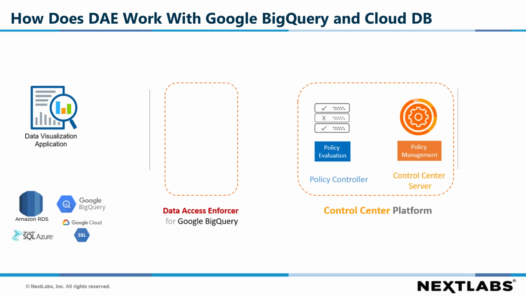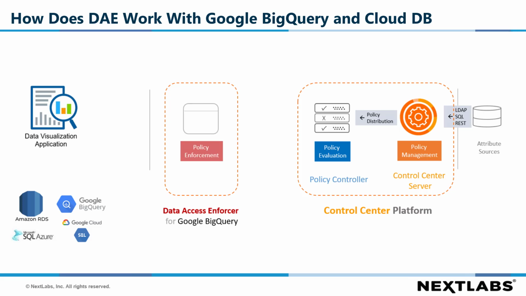The Control Center server allows the administrators to create attribute-based access control policies that define who can access what. The Control Center server also allows us to get attributes from various data sources like Active Directory, SQL databases, and more. These policies and user attributes will be made available to the policy controller to be used later for policy evaluation. The Data Access Enforcer for BigQuery is a policy enforcer that runs in Nginx. It is designed to accept SQL statements and modify them based on the policies configured in the Control Center platform.